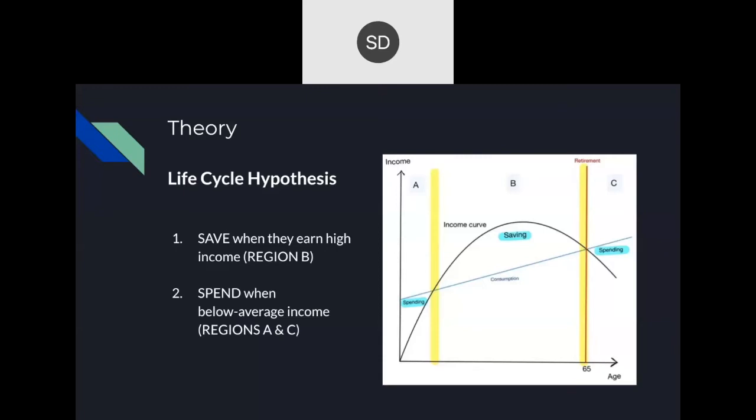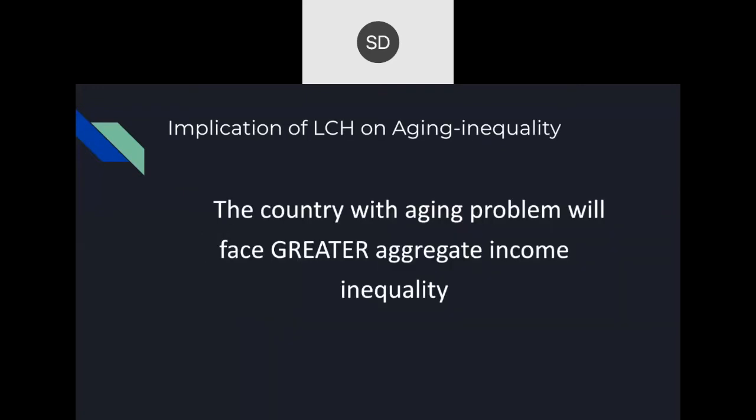Finally, as they retire, which is shown by this red line separating region C, individuals begin spending down their working age savings to maintain their consumption because they're no longer working, and therefore they typically earn a pension. What is the implication of the life cycle hypothesis on the aging and inequality relationship?